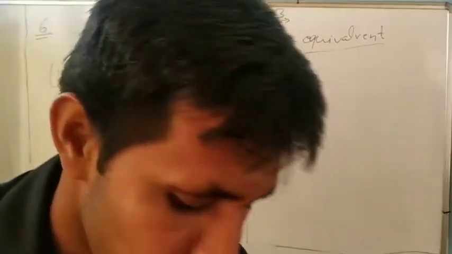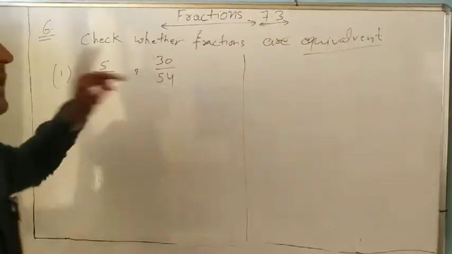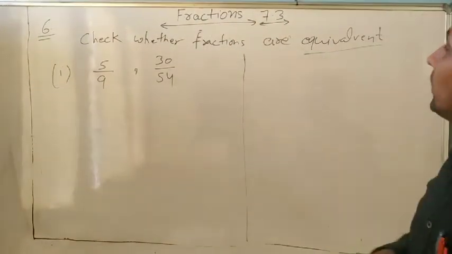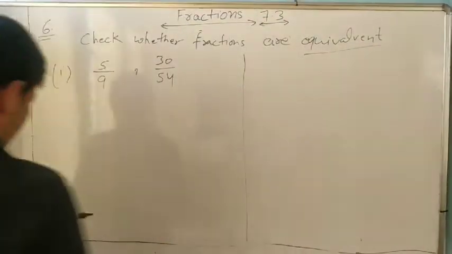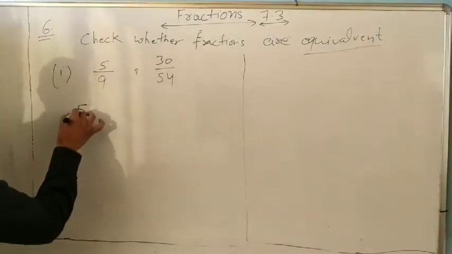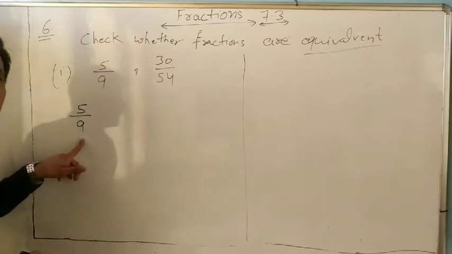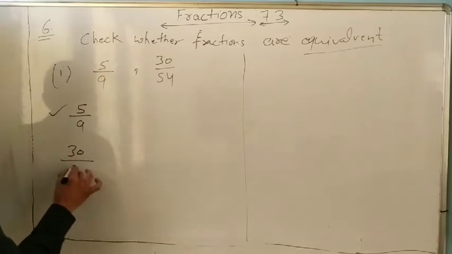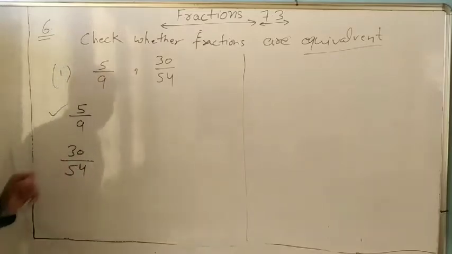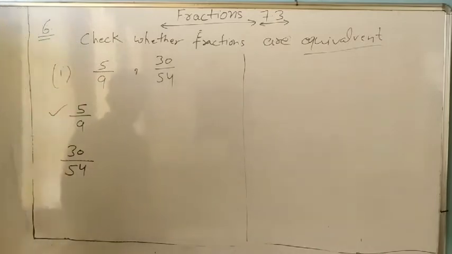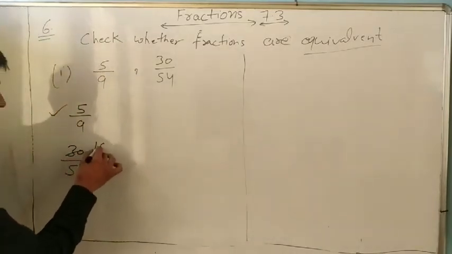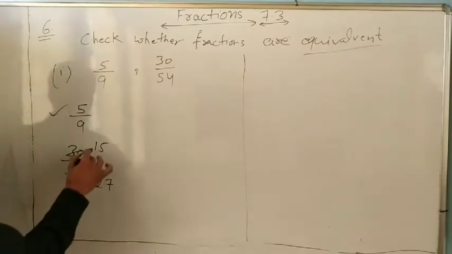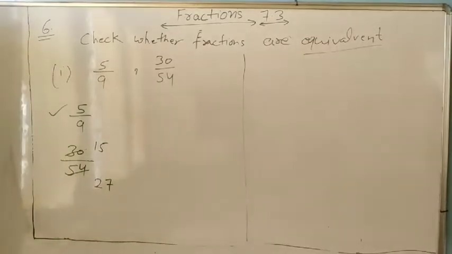Two fractions are given and we have to check whether they are equivalent fractions or not. First is 5 upon 9. Any common factor between 5 and 9? No, so leave it as it is. Second is 30 divided by 54. Any common factor? Yes. Can we cut by 2? 2, 15. Now 2, 27.